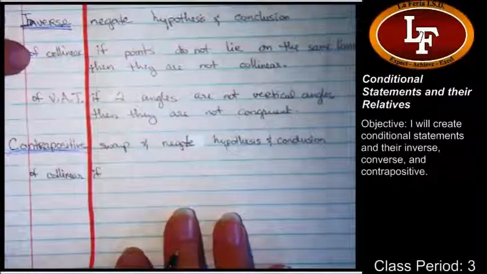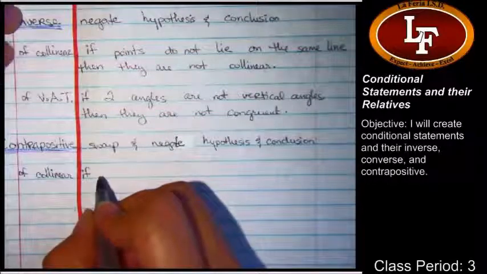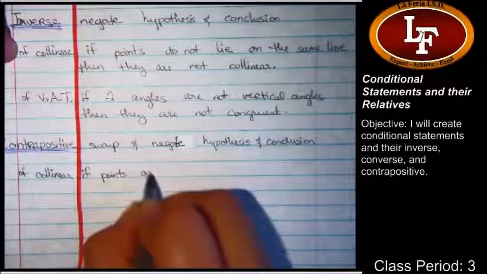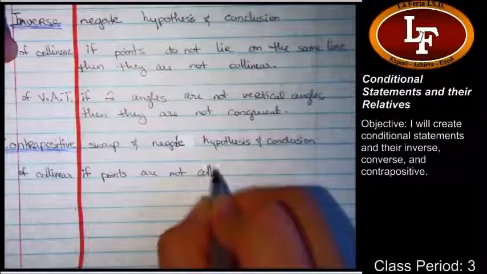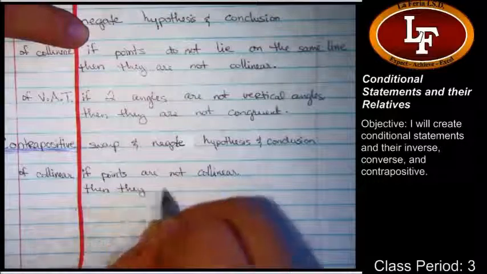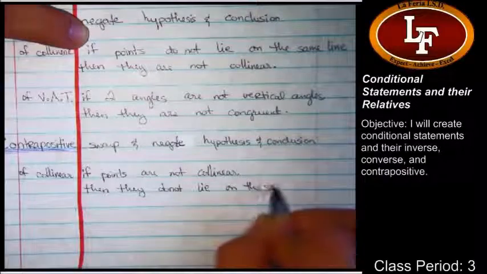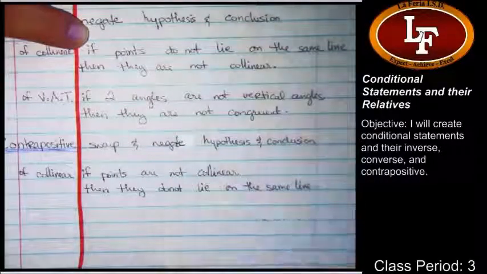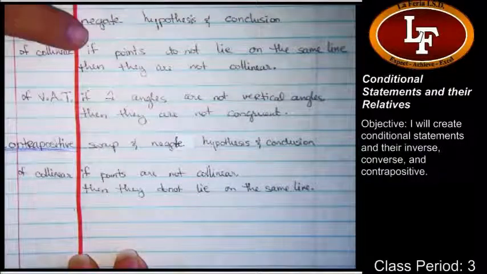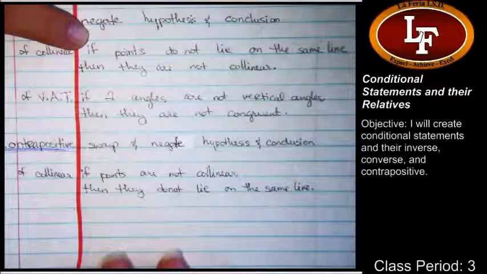So I'm going to take the inverse and swap the hypothesis and the conclusion. The hypothesis here on this inverse says if they're not collinear. If points are not collinear, then they do not lie on the same line. See how we did that? We took the inverse statement and we swapped the hypothesis and the conclusion.